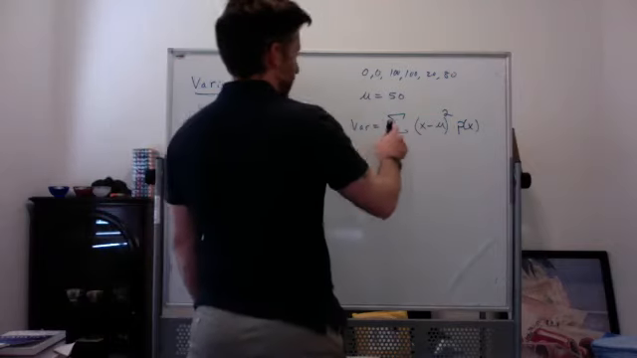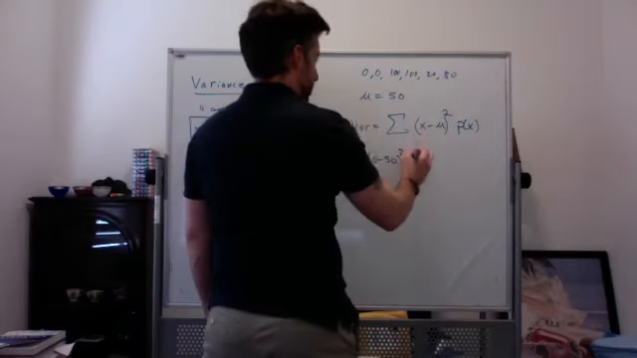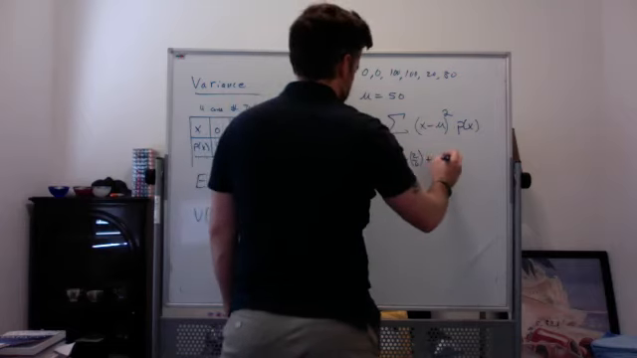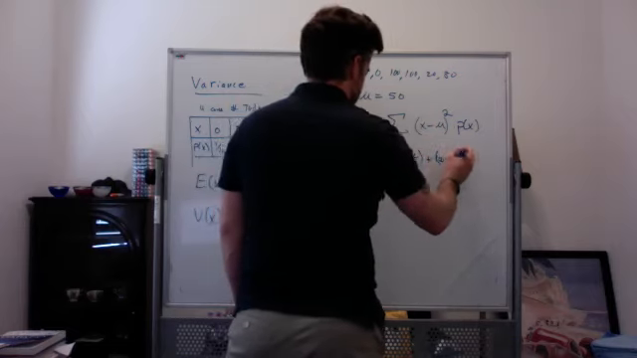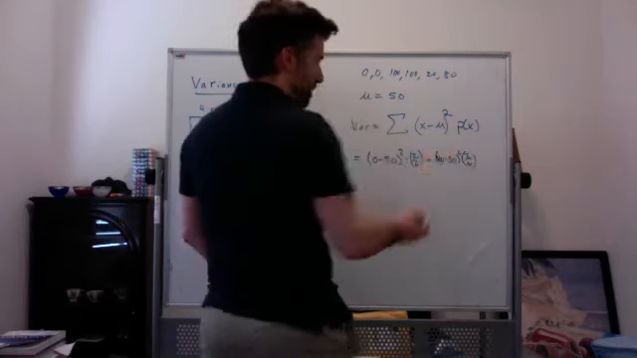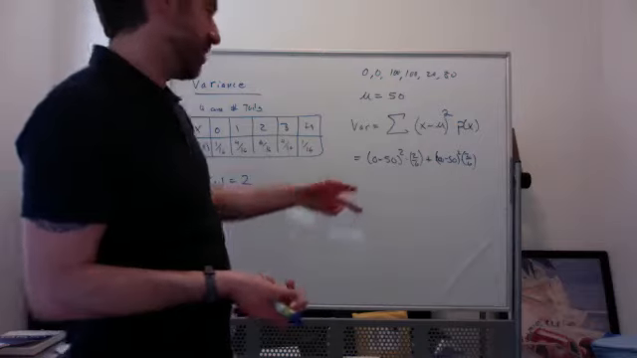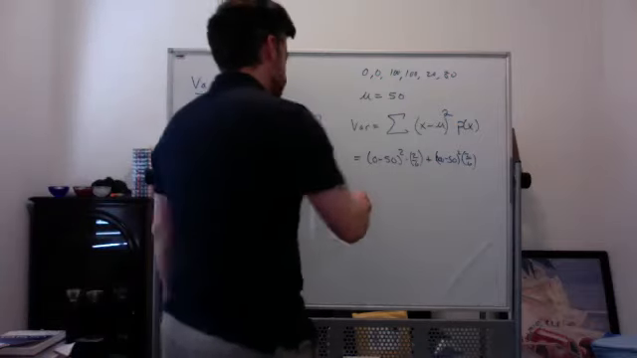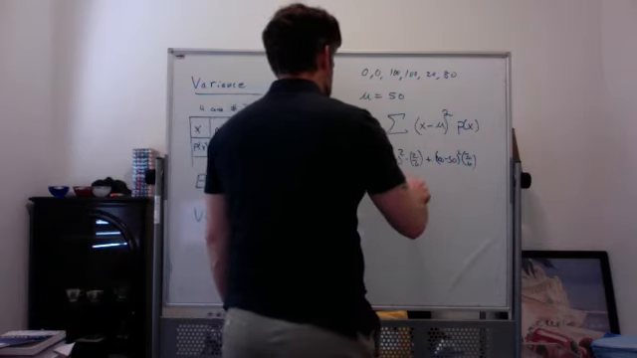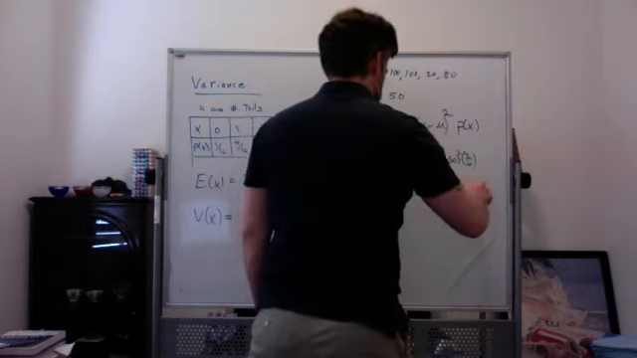So in this case, it's going to be 0 minus 50 squared times the probability of 0, which was 2/6, plus 100 minus 50 squared times the probability of that, which is also 2/6. So both 100 and 0 contribute the same amount towards the variance because they're equally far from the mean, and they also occur the same number of times. Plus 20 minus 50 squared times 1/6, plus 80 minus 50 squared times 1/6.